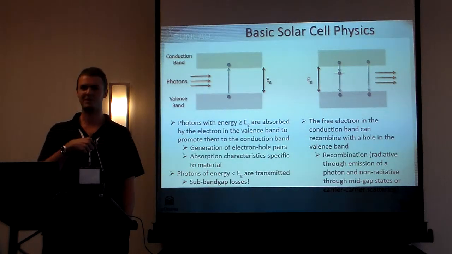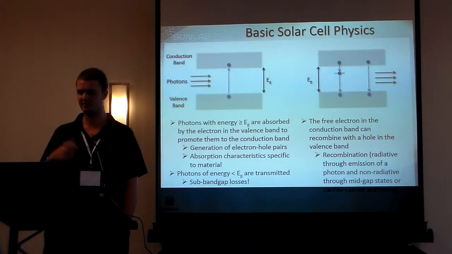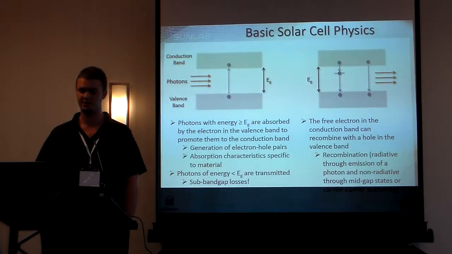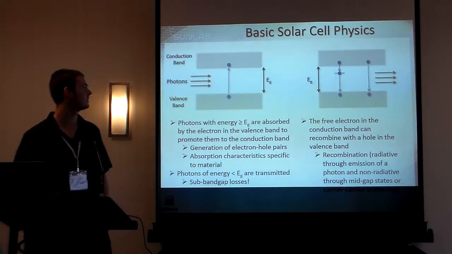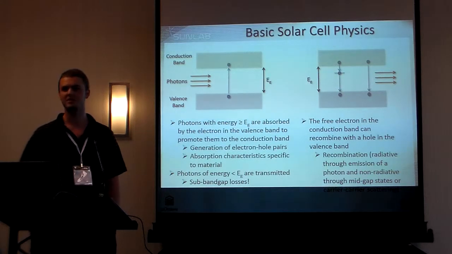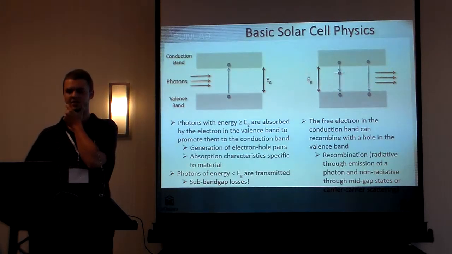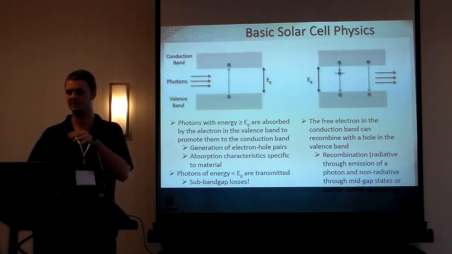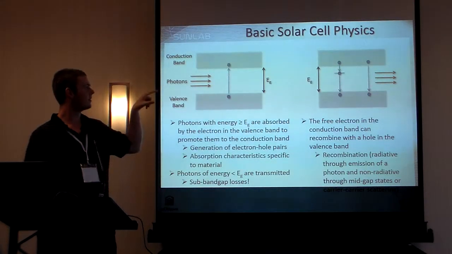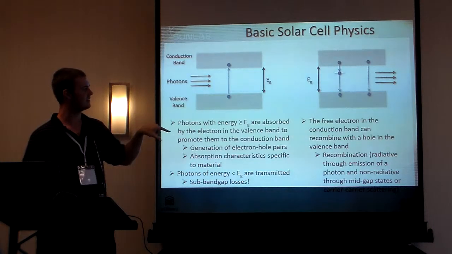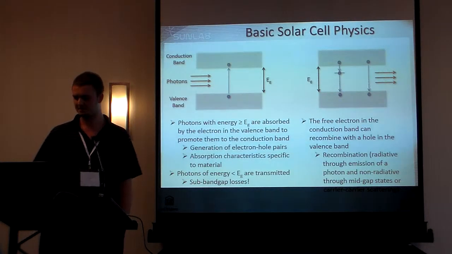And in the conduction band, the electron could contribute to the current, or it can recombine with this hole through different recombination processes. There's the radiative recombination, which is when the electron in the conduction band just spontaneously emits a photon, or the electron will cool down to the valence band through mid-gap states.